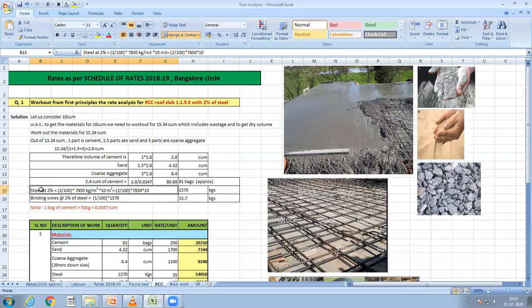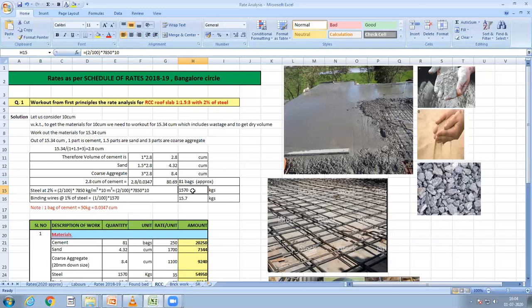And steel at 2%. 2% of 10 cubic meter: 2 by 100 into 10 multiplied by 7850. This is the density of the steel. Since this is in volume, you have to convert it into kg. We need the steel in kg, so you have to multiply by the density of the steel. So 7850, if you multiply all these things, you will get 1570 kgs of steel for 10 cubic meter of RCC roof slab work. And binding wire should be taken at 1% of steel.